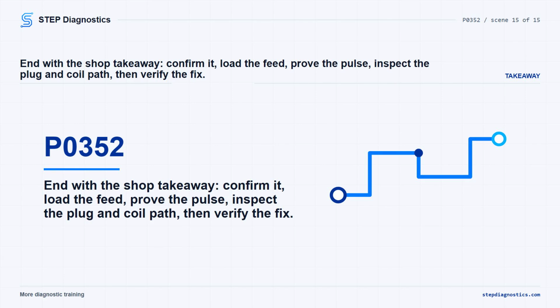Keep verification separate from the pinpoint tests. After any repair, confirm the code stays gone under the conditions that originally set it. Bottom line: prove the fault is current, prove the feed can carry load, prove the control circuit can pulse, and only make the PCM call after the coil and connections have been checked.